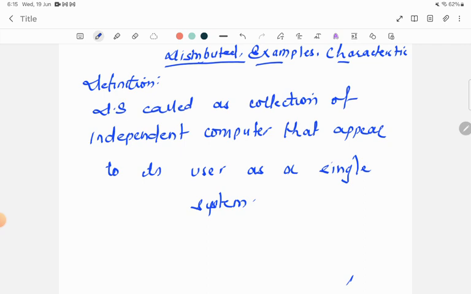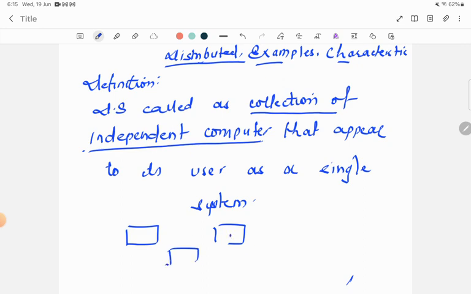You can see that there are some words here. First is the collection of independent computers. What does it mean? Independent computers means that each computer is independent, not dependent on the others. Each of them is heterogeneous, each one has its own features. And that appears to its user as a single system. In the backend these systems are distributed across different geographical locations and connected via a computer network, but to a user they seem like a single system.